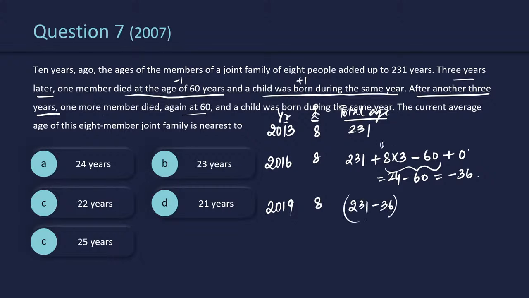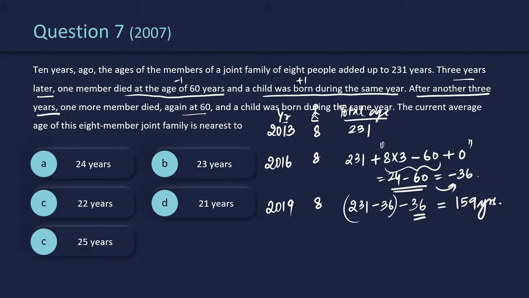फिर से वही कहानी होगी. Can I say another 36 years need to be subtracted? 24 add होगा in the age of everyone, but because of that person who's dying at the age of 60, his age gets subtracted. So effectively 36 का reduction फिर से होगा, right? So this is going to give us 231 minus 72. So 159 years हो गया.